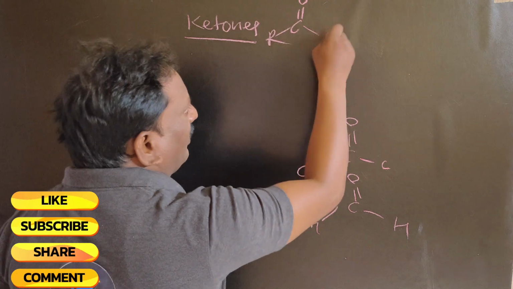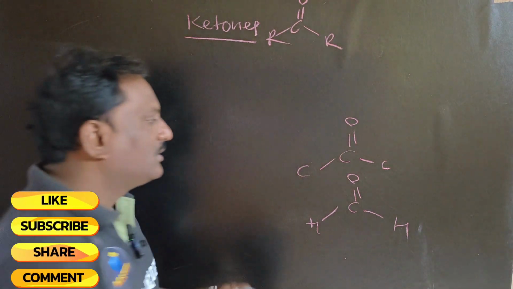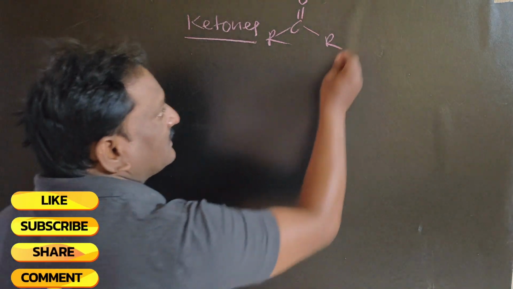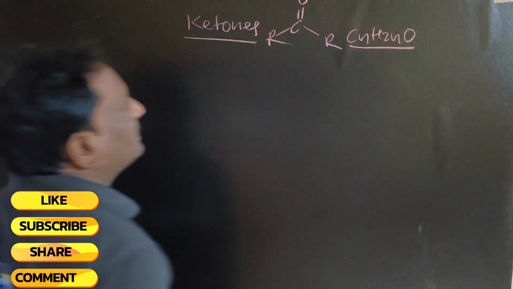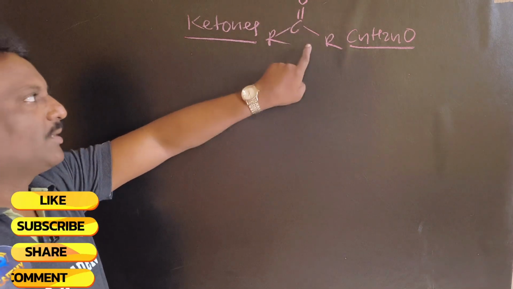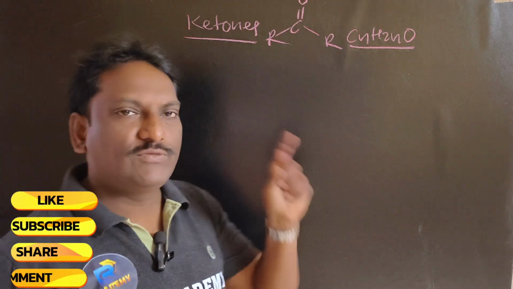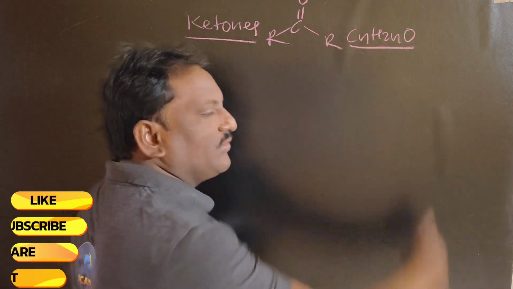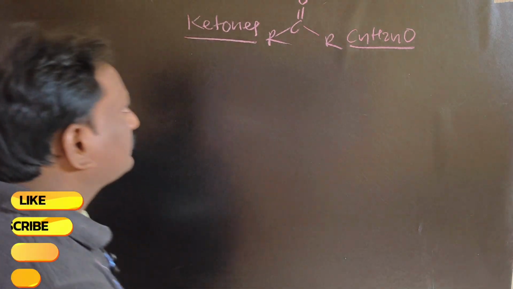Ketone, C double bond O group, here R and here R. R is nothing but an alkyl group. So the general formula for ketones is CnH2nO. Please remember that. Ketones means the C double bond O group must be present between any two carbon atoms, and only then will these compounds be considered as ketones. Here n equals the number of carbon atoms. You must know that, right?